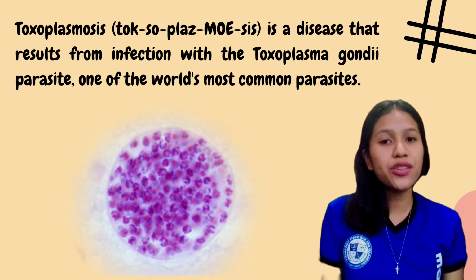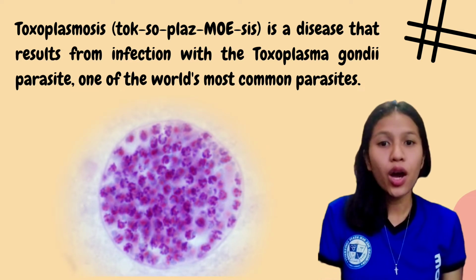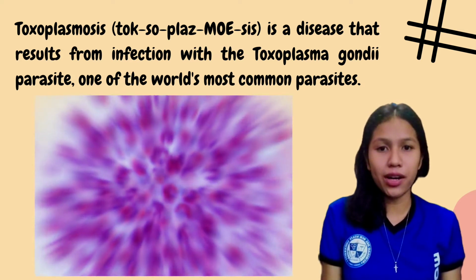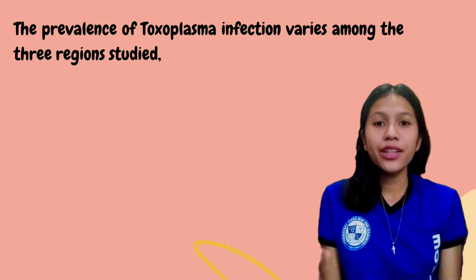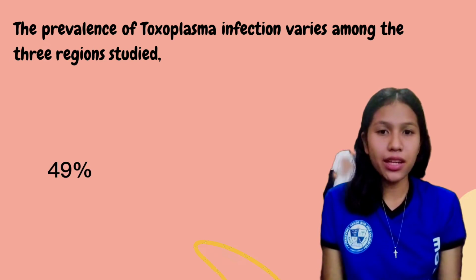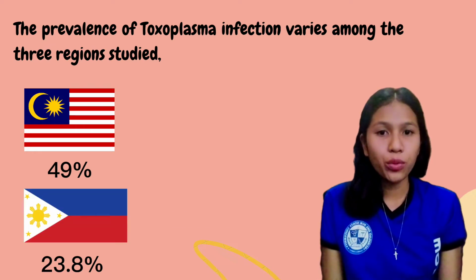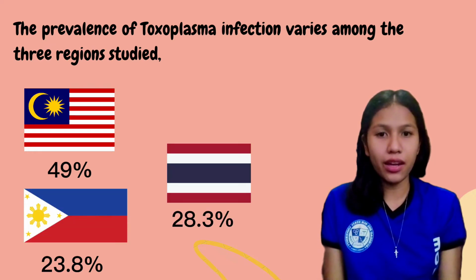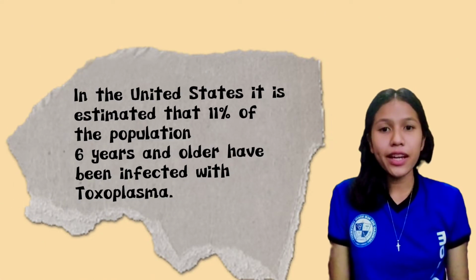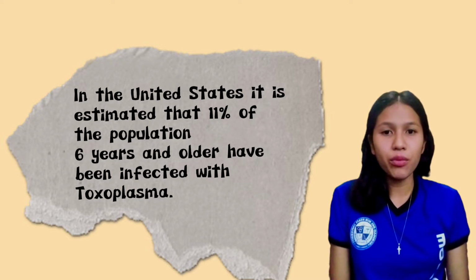Toxoplasmosis is a disease that results from infection with the Toxoplasma gondii parasites, one of the world's most common parasites. The prevalence of Toxoplasma infection varies among the three regions studied, namely 49% in Malaysia, 23.8% in the Philippines, and 28.3% in Thailand. In the United States, it is estimated that 11% of the population 6 years and older have been infected with the Toxoplasma.